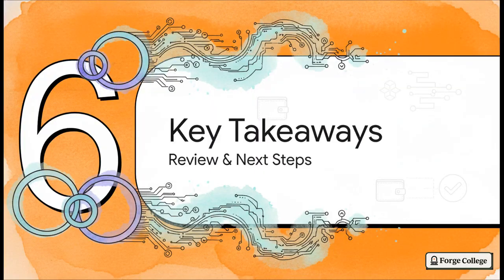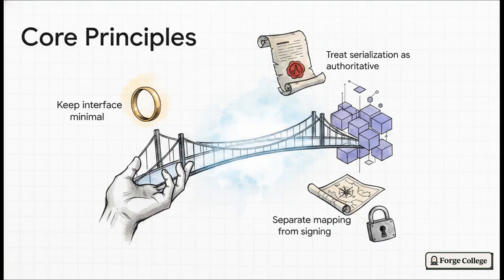Section 6, Key Takeaways and Next Steps. Let's wrap up this explainer by drilling down into the 3 core principles you really need to take away today. 1. Keep that wallet interface minimal and completely intent-focused. 2. Treat serialization and call data as authoritative. Remember our golden rule about JSON stringify. And 3. Always separate the payload mapping from the cryptographic signing. Stick to these and you'll build an airtight adapter that seamlessly connects a human user to the blockchain.